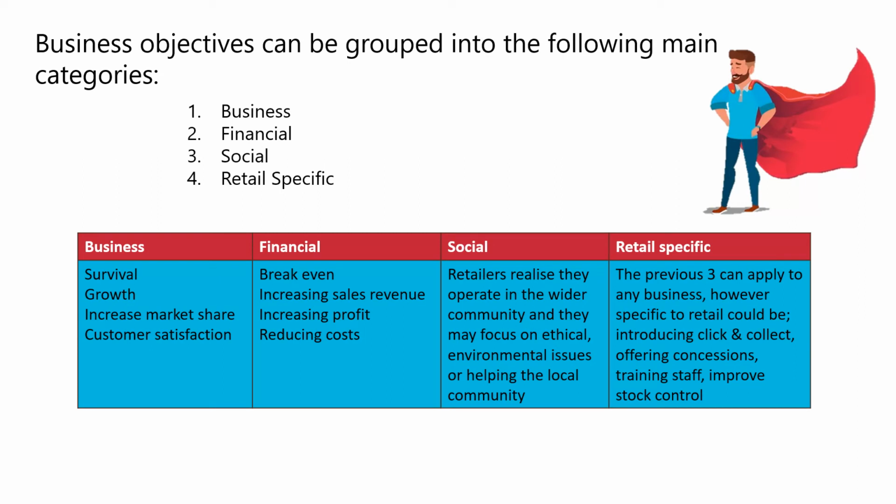And the last one, retail specific. After all, we are doing retail business. The previous 3 can apply to any business. However, specific to retail could be introducing click and collect, offering concessions, training staff because you've looked at the conversion rate on footfall, improving stock control, things like this as some examples. Retail specific objectives are a lot bigger than this though.